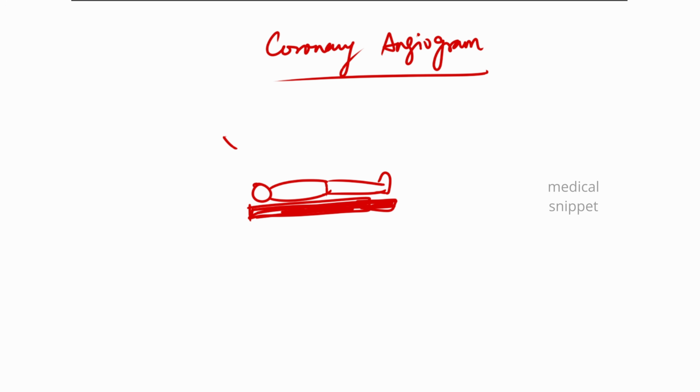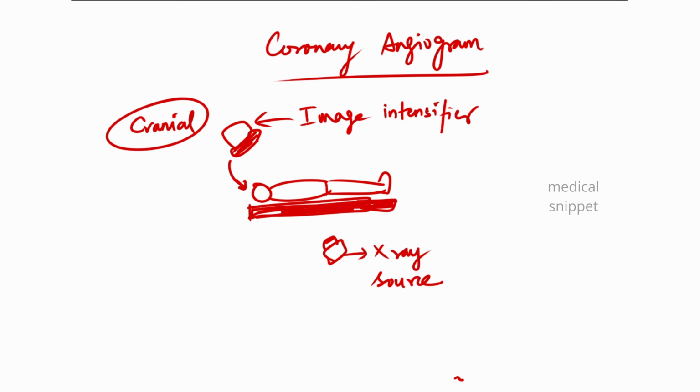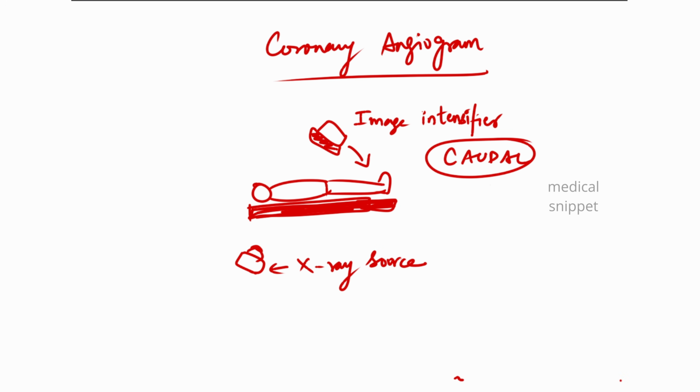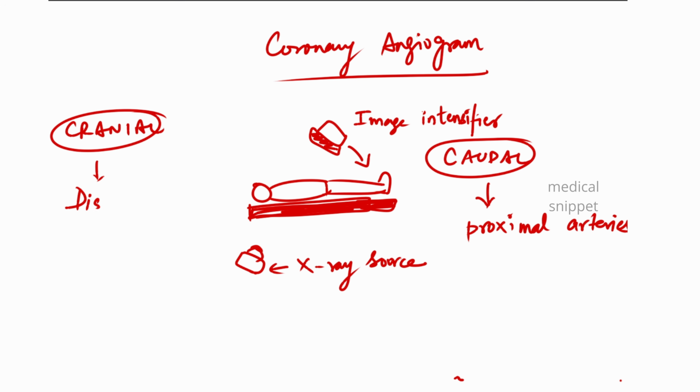In cranial view, the image intensifier is tilted towards the head end of the patient, and in caudal view, it is tilted towards the foot end of the patient. Caudal view shows the proximal part of the coronary artery, and cranial view shows the distal part of the coronary arteries better. Remember, here also it is the opposite terms. Caudal views are better for proximal arteries and cranial views are better to visualize distal part of the coronary arteries.